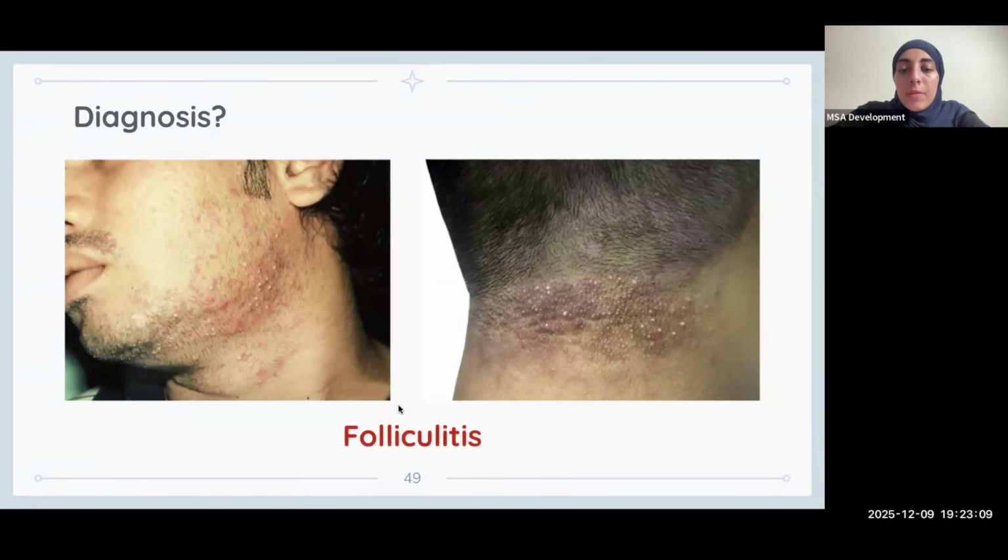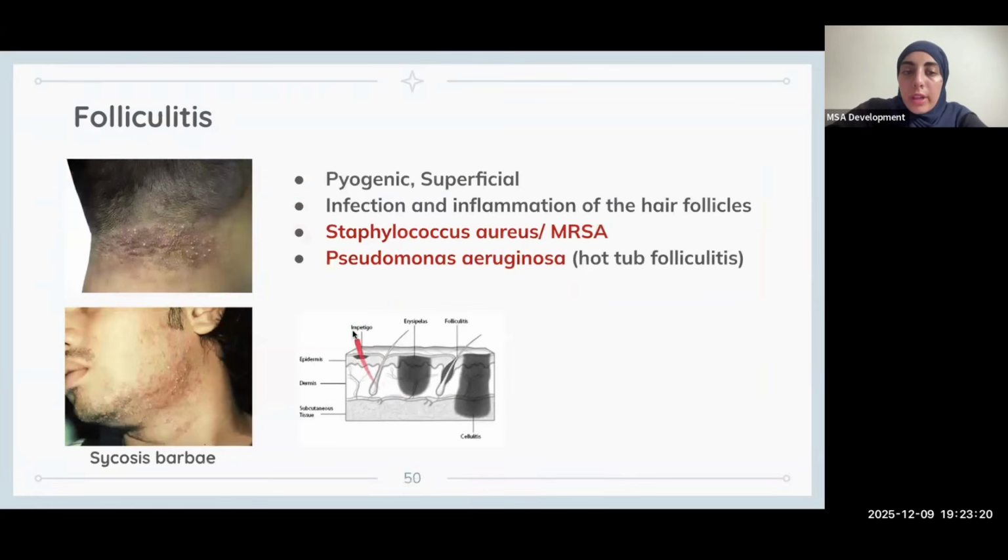This is folliculitis. You see, you have these red dots and you have pus on the dots. And here as well, you have the pus and the red dots. Now, folliculitis is a pyogenic infection, just like we just saw, with pus, okay? And it's superficial, because it's in the hair follicle. Again, it's inflammation of the hair follicle. It's mostly caused by Staph aureus and MRSA.